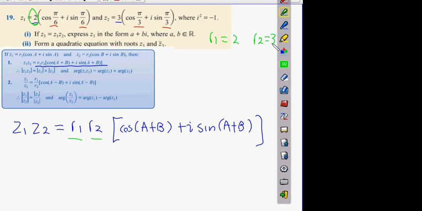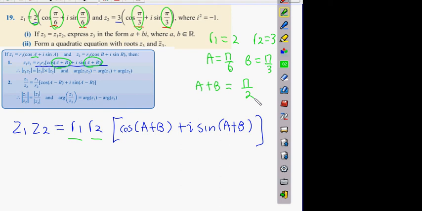Then angle A is the angle of the first complex number, and there's my A value there. A is pi over 6. B is the angle of the second complex number, which is pi over 3. I then look at my equation again and I go, oh, I'm actually using A plus B. So I'll write in the corner, what is A plus B? In this case, it's pi over 6 plus pi over 3. I'll put that into the calculator, and what I'd get is pi over 2.